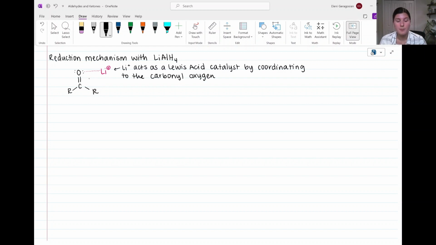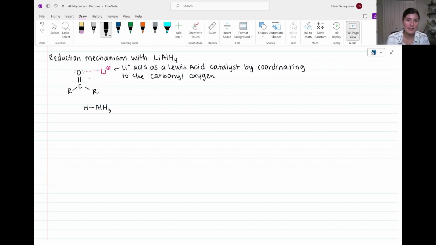So coordinating the carbonyl oxygen and the lithium cation, this indicates that there are some electrons being shared, coordinated between the oxygen and the lithium. That is then reducing electron density around oxygen, which further reduces electron density around the carbonyl carbon, making that carbonyl carbon more electrophilic. Then we have our aluminum hydride.